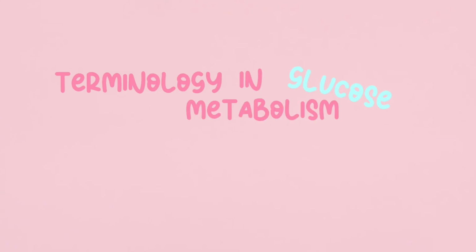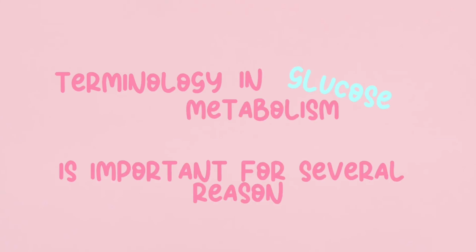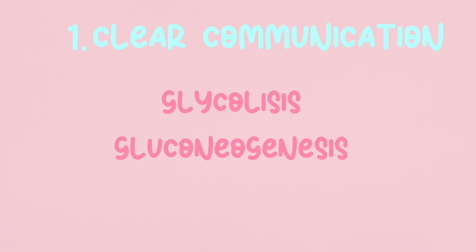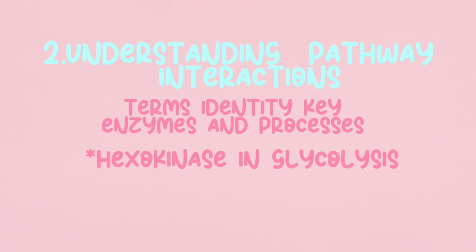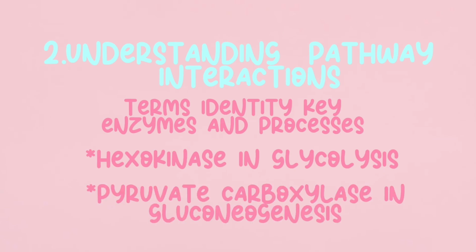Terminology in glucose metabolism is important for several reasons. 1. Clear communication. Specific terms like glycolysis and gluconeogenesis help people understand and talk about metabolic processes accurately. 2. Understanding pathway interactions. Terms identify key enzymes and processes like hexokinase in glycolysis and pyruvate carboxylase in gluconeogenesis.